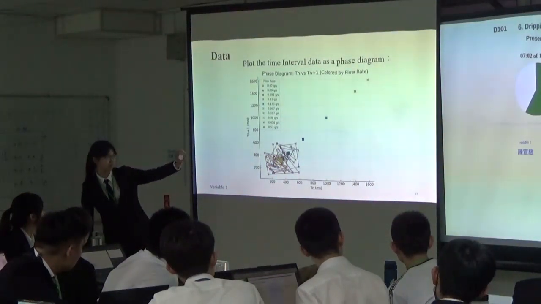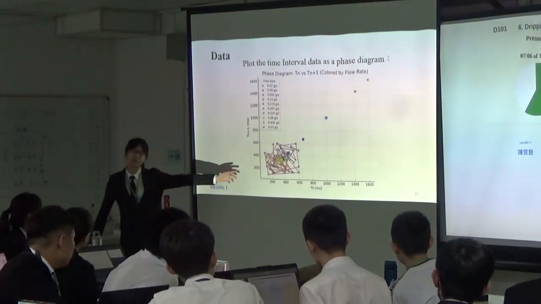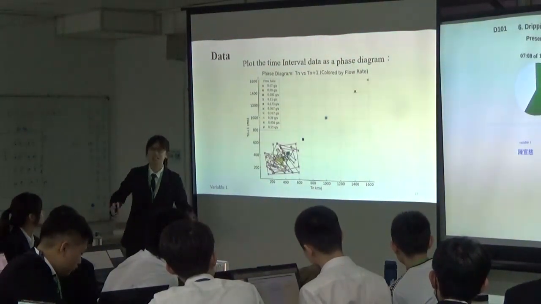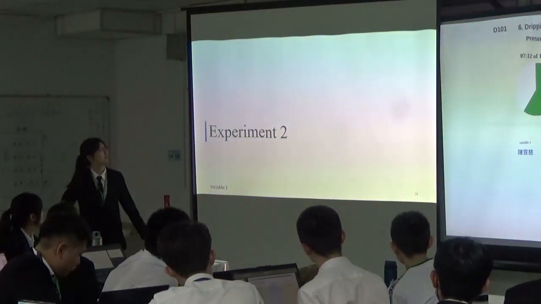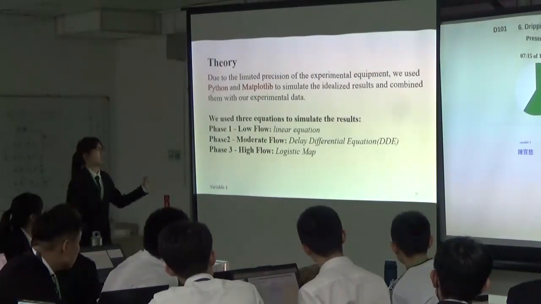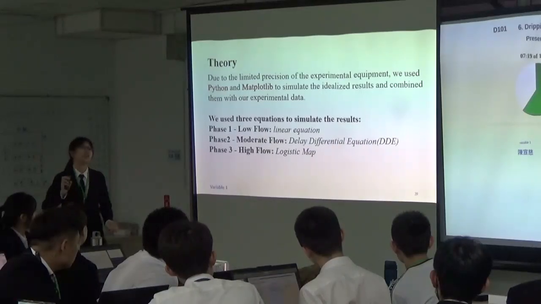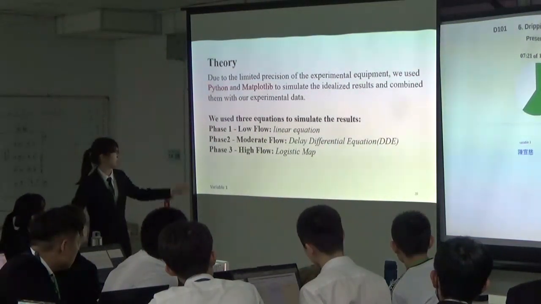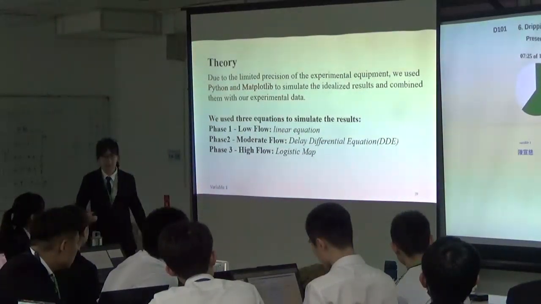When it looks more like a single cluster, it is more periodic. However, when it is more scattered, it is more chaotic. So for experiment 2, because we have limited equipment, we use Python and matplotlib to do the computer simulation, and we use these 3 equations for 3 stages.